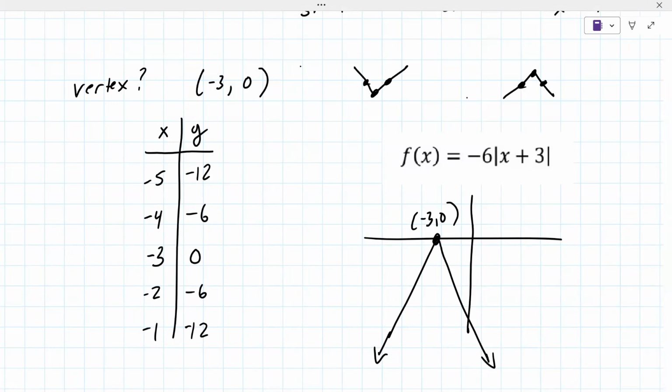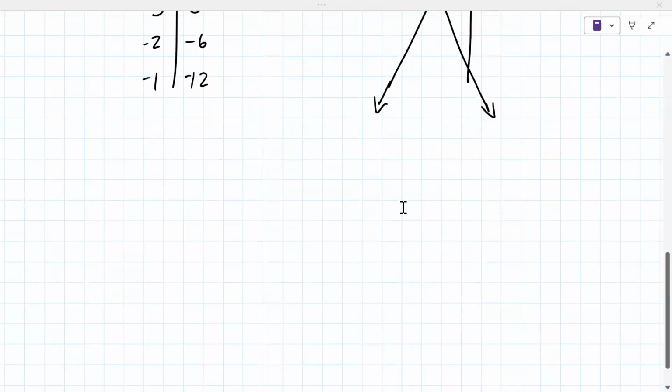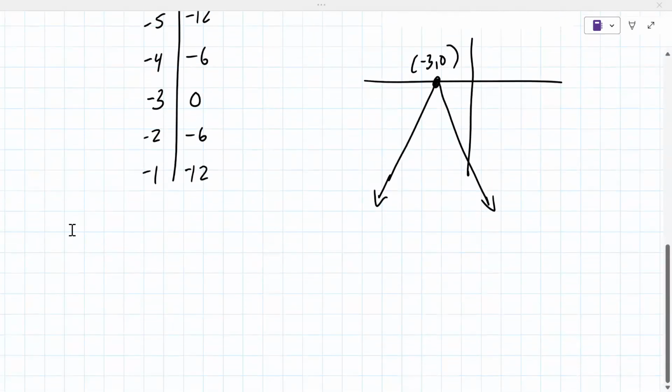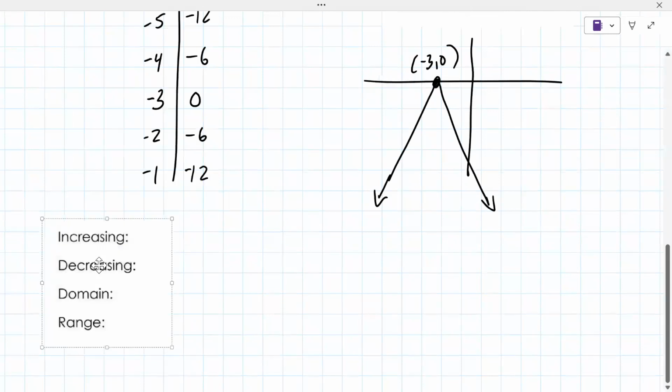No. Okay, it's because the next 4 things, increasing, decreasing, domain, and range, that's stuff we've already done. And actually, I'm just going to put it right here. This is all review. Now, if you recall, increasing and decreasing is the X values only. You do not care about the Y values, X values only. Okay, so give me the X values where this is increasing.